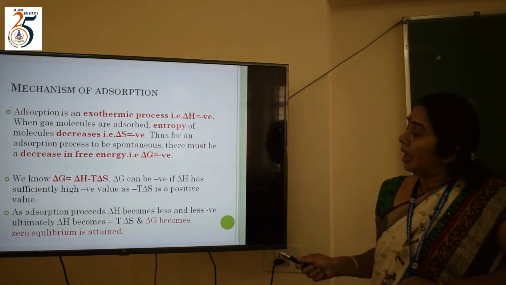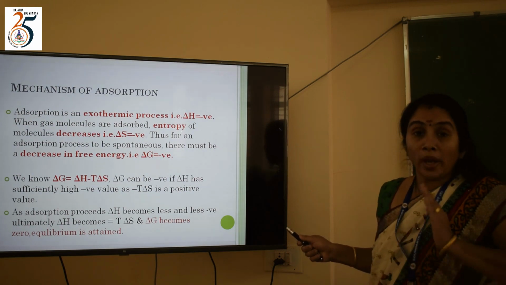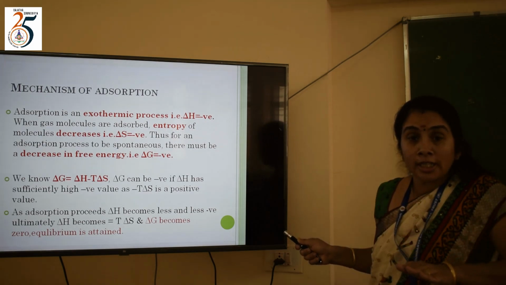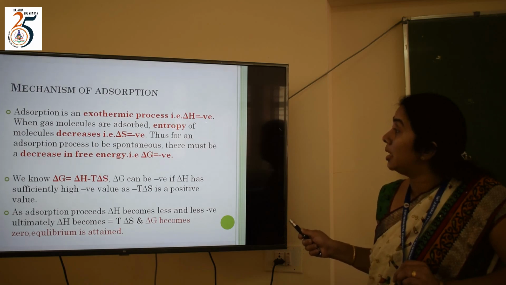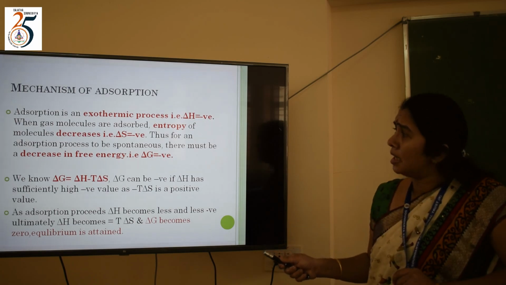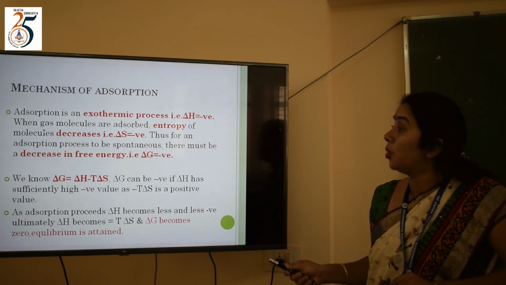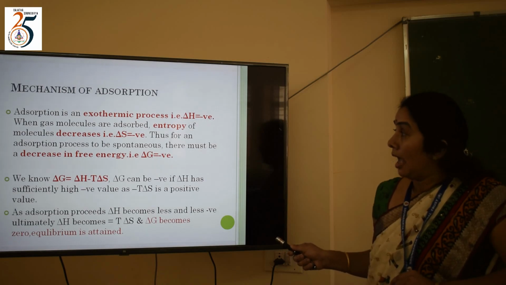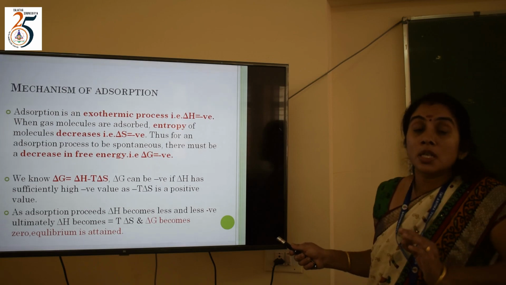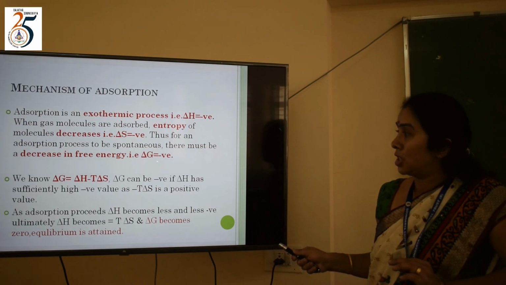So what happens? Hence, adsorption is an exothermic process. That is, when the adsorbate comes in contact with adsorbent, a small amount of heat energy is liberated. Delta H is negative. Then, obviously, when gas molecules are adsorbed, the entropy of the molecule also decreases. Delta S is negative. And you know that for a process to become spontaneous, the free energy change should be negative.